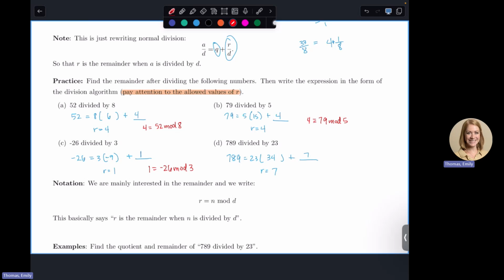789 divided by 23. The remainder here is 7. And so 789 mod 23 is 7.